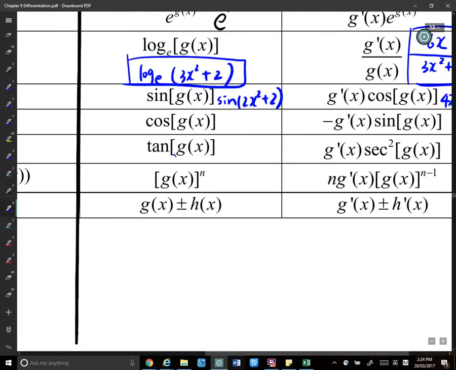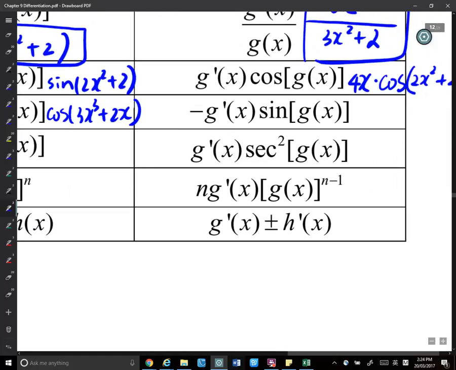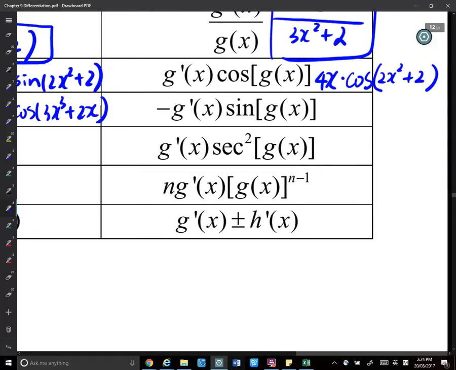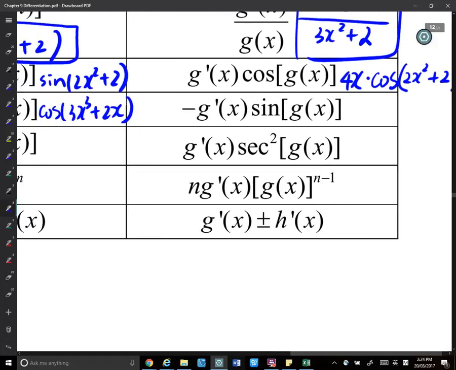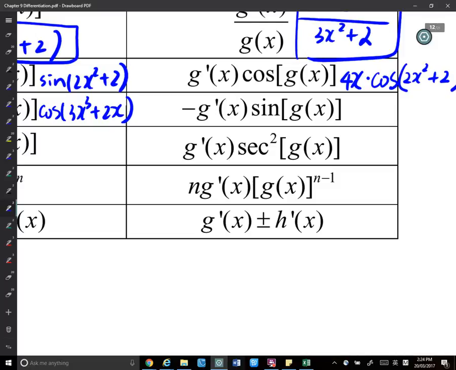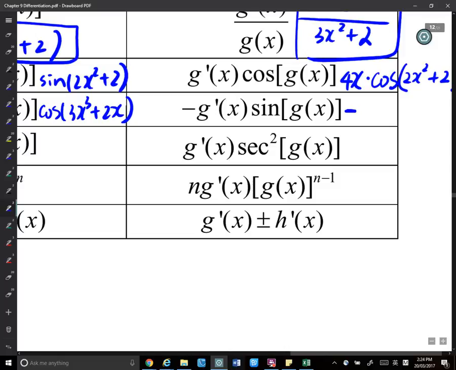So what's cosine g(x)? Let's say we have cosine of 3x cubed plus 2x. You will have a negative sign in front because cosine will become negative sine. So you have negative, and the bracket is g(x). Then you want to derive it. So that's 9x squared plus 2.